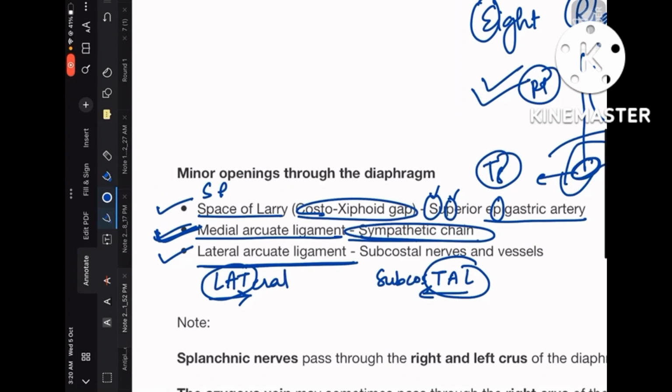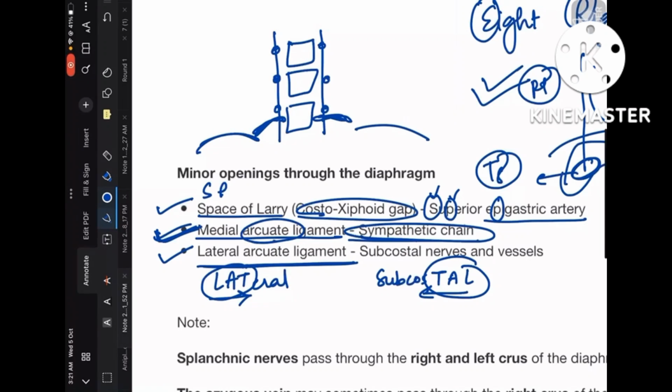Because sympathetic chain usually lies just adjacent to the vertebra, right? We always learn that, right? So the sympathetic chain comes more towards the medial side, because it is in the medial arcuate ligament. Whereas in the lateral arcuate ligament, you'll have the subcostal nerves and vessels. That completes the minor openings.